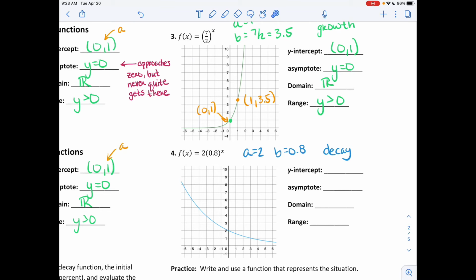Our y-intercept has now changed because our y-intercept is based on our a value, and so that's at (0, 2) this time. So (0, 2), where 2 is our a value. Notice that our b value right here is at (1, 1.6), and 1.6 comes from, if we put in a 1 here, then we have 2 times 0.8. So technically this value right here is a times b.